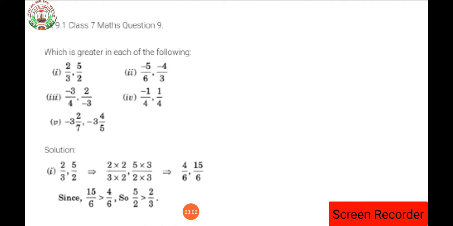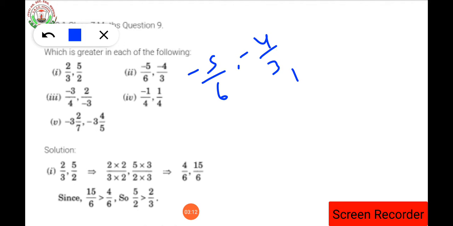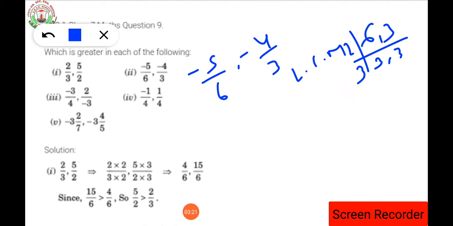Okay. Next question we are having in the same. What is the next question? That is minus 5 by 6 comma minus 4 by 3. Since it is an unlike term, we can take the LCM. So what will be the LCM of 6 and 3? We can take the LCM here only. 2 3s, 3 2s is 6. So 6 is the LCM.